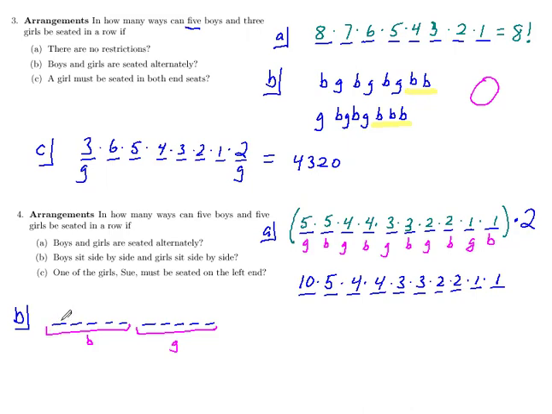Now if you notice, in the boys it's going to be 5, 4, 3, 2, 1. Now 5, 4, 3, 2, 1 is the same thing as 5 factorial. The girls is going to be 5, 4, 3, 2, 1, once again, 5 factorial. But notice when I did this, I set the boys first, then the girls next. We could have also swapped them, put the girls first, then the boys. So I need to multiply by 2 to account for the swapping.